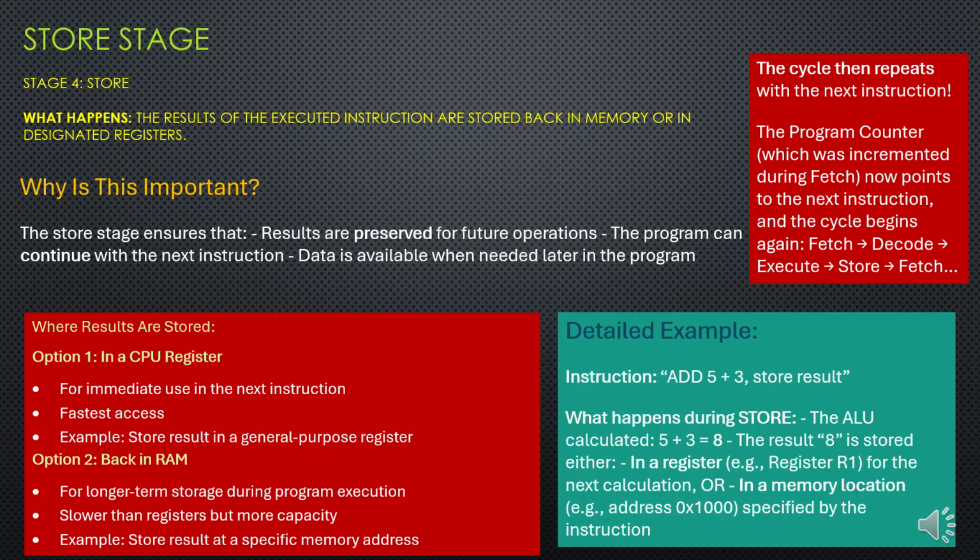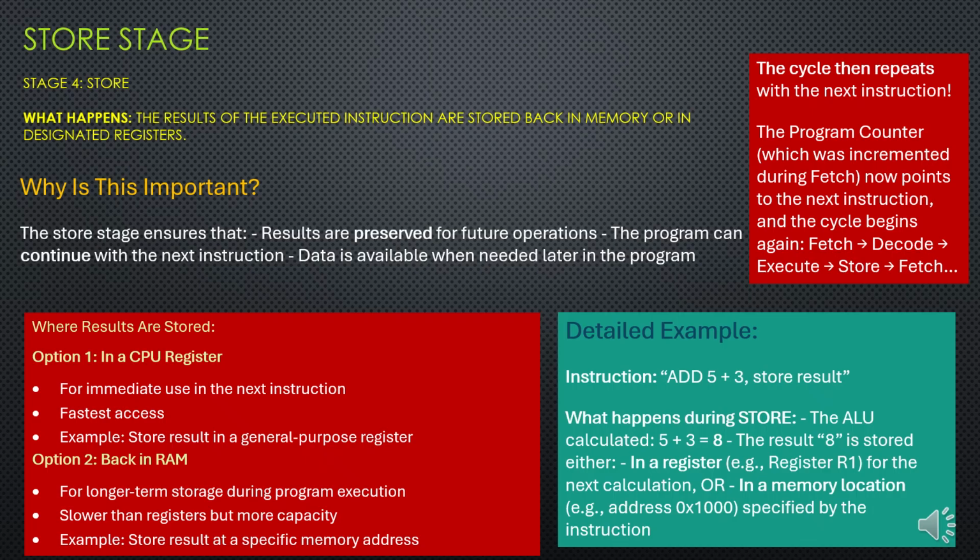Where does it store the data? It depends on the instruction. Option 1. In a CPU register. If the data is needed immediately for the next instruction, perhaps we are adding another number to 8, it stays in a high-speed CPU register. This is the fastest access point.